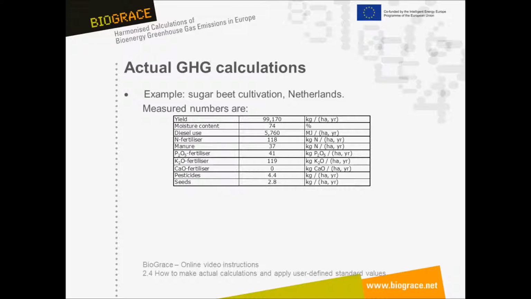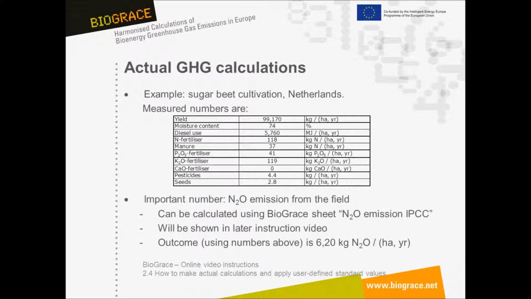One important number in the calculation is the emission of N2O, also called nitrous oxide or laughing gas, from the field. This is not often measured and you will need to calculate it. This will be shown in a separate video instruction. In the present instruction, 6.2 kilograms N2O per hectare and per year will be used.